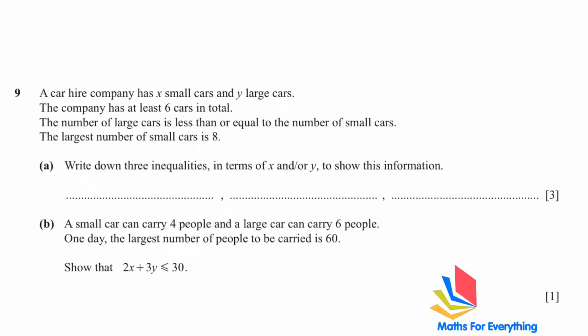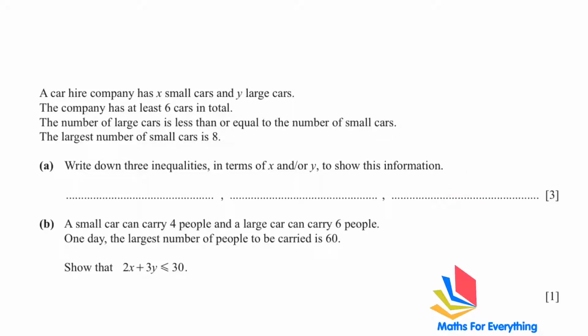Question number 9. A car hire company has x small cars and y large cars. The company has at least 6 cars in total. The number of large cars is less than or equal to the number of small cars. The largest number of small cars is 8. Write down 3 inequalities in terms of x and y to show this information.